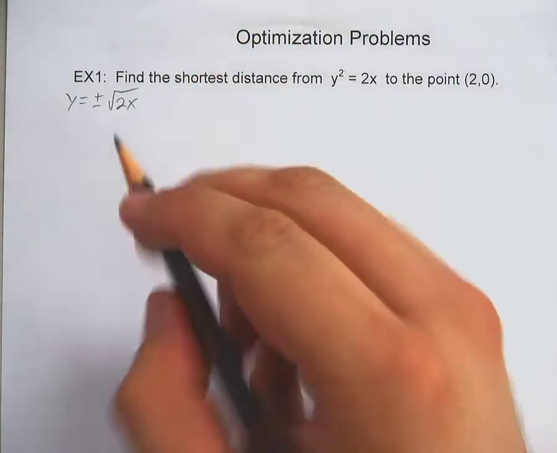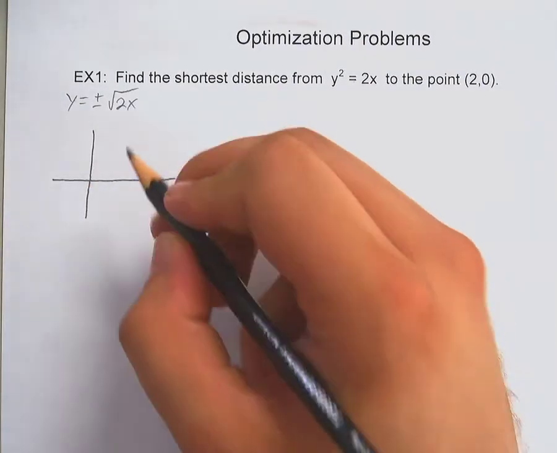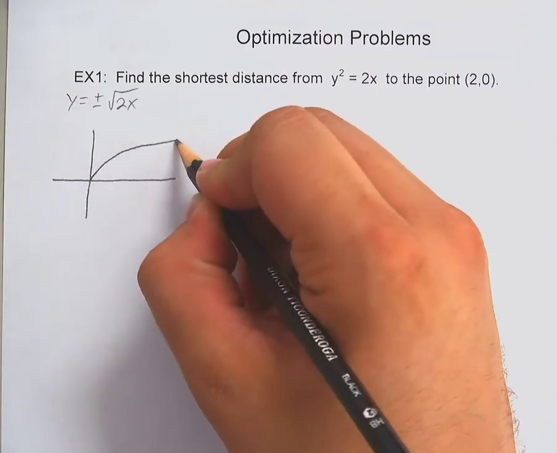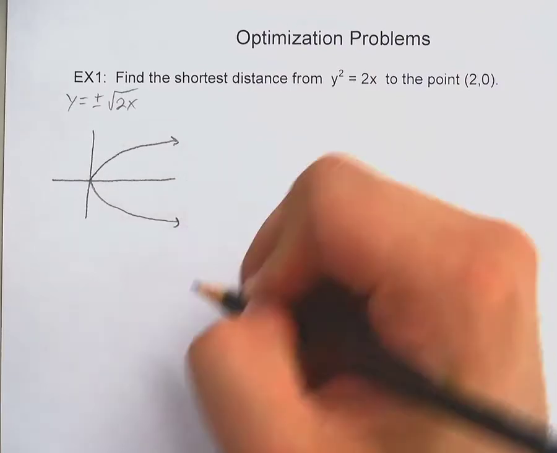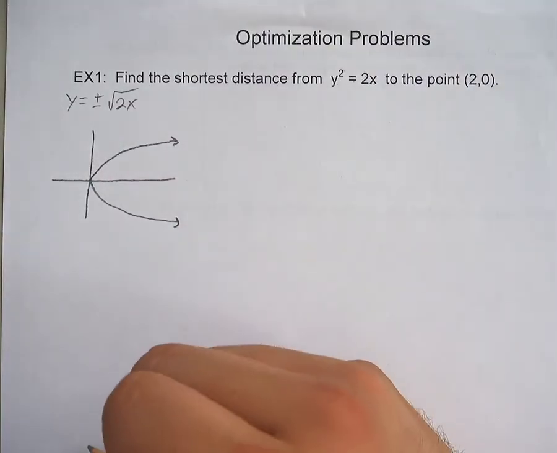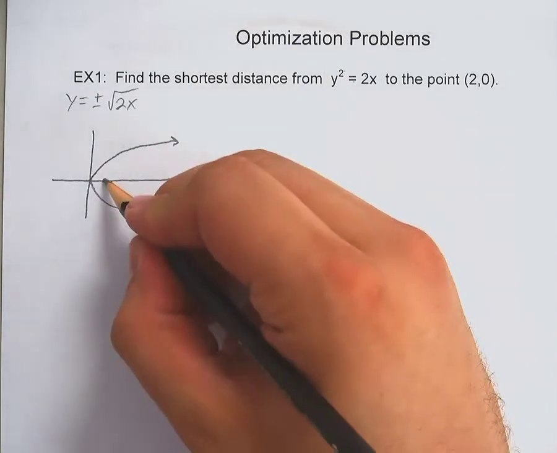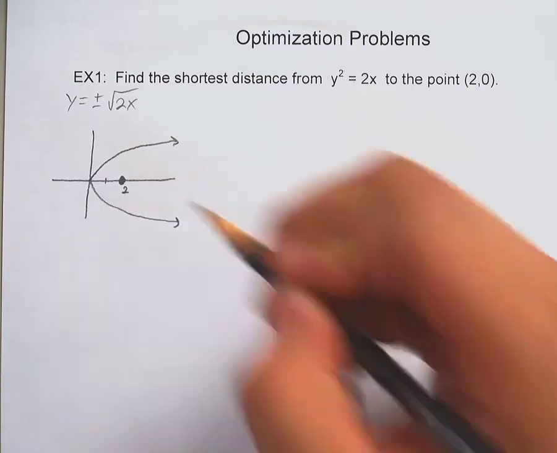So what you would get then is a square root function with a top and a bottom. It looks something like this. You go up like this. You've also got down like this. And it wants to know the shortest distance between this function and the point 2 comma 0.